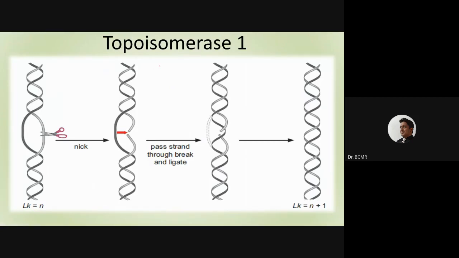There are two types of topoisomerases, topoisomerase 1 and topoisomerase 2. Topoisomerase 1 makes a single strand cut.